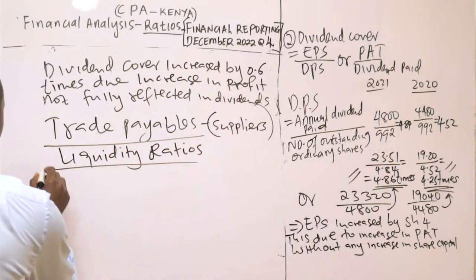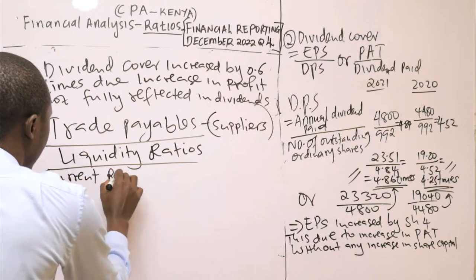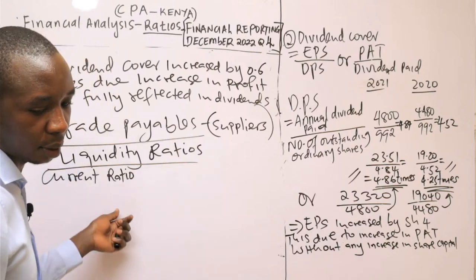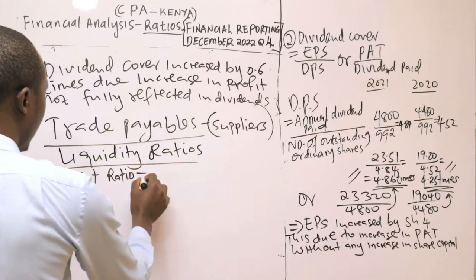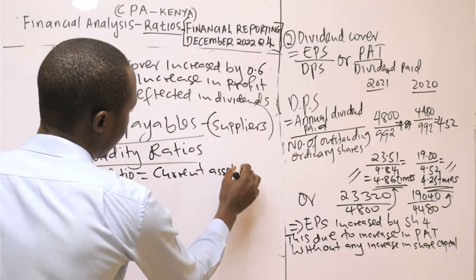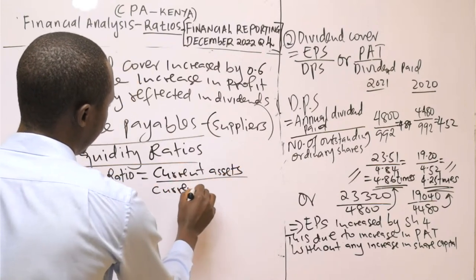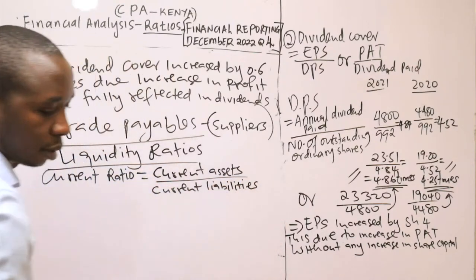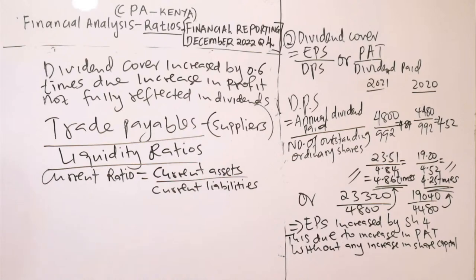So the first ratio I will look at is the current ratio. I know everybody knows about the current ratio. It shows the ability of the company to pay the short-term debts. Are the current assets capable of meeting the short-term obligations? The formula for the current ratio is you take current assets and divide with current liabilities.